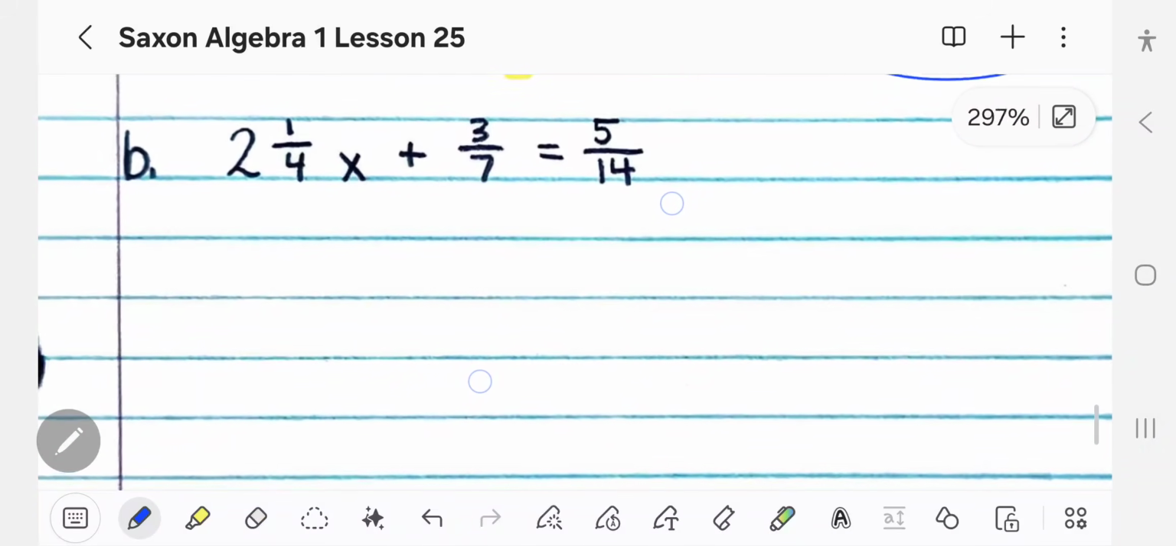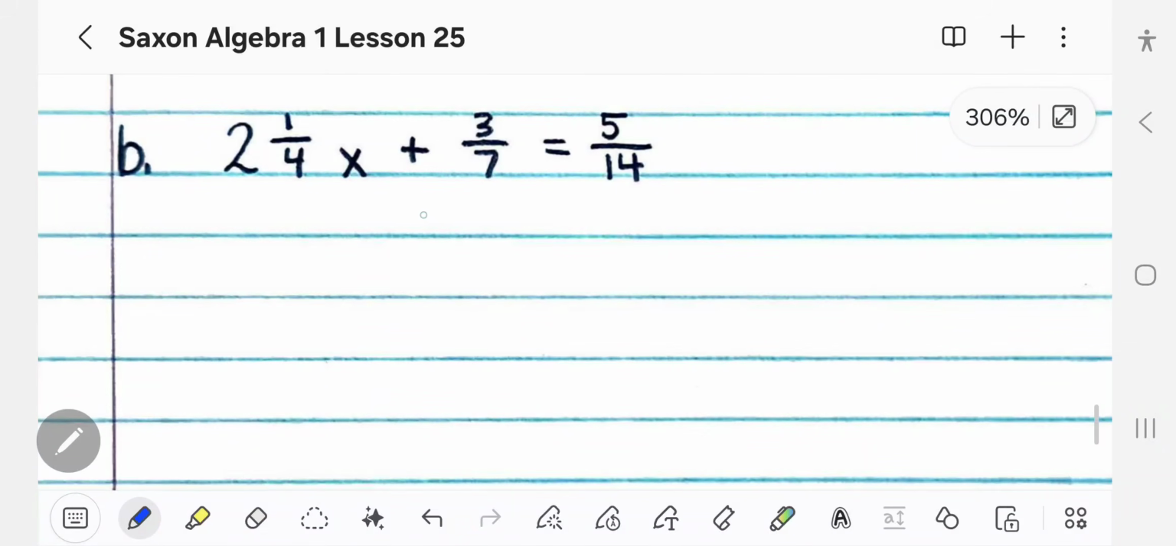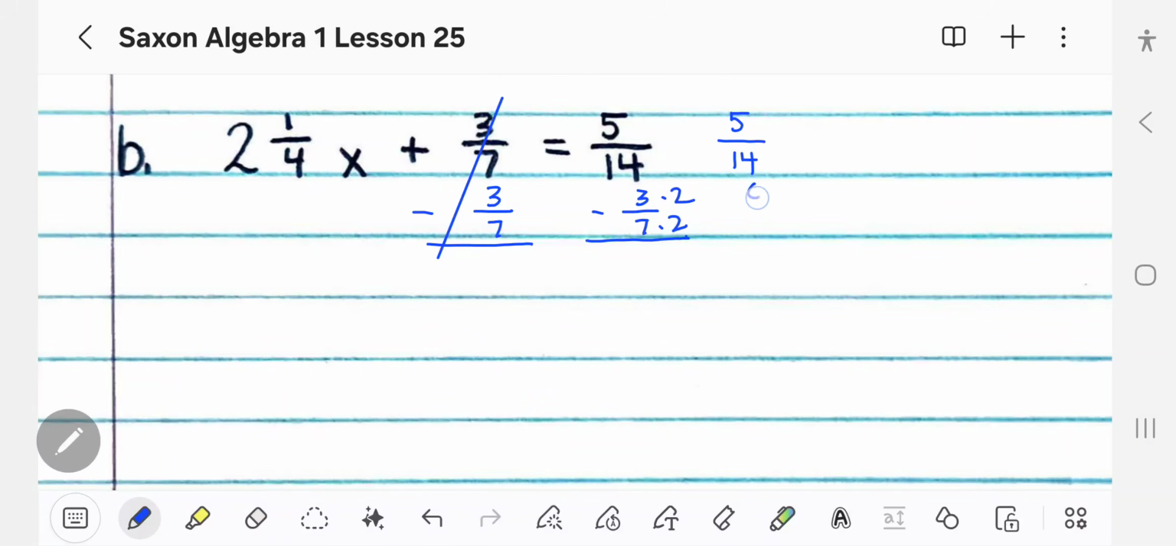All right, example B. I'm going to undo the addition first. I see that I have fractions that are being subtracted, right? So I'm going to need to get a common denominator. 7 and 14, that's just going to be 14. Multiply that by 2. Moving kind of quickly because I know you've already done these, haven't you? Okay, and you can stop the video if you need to.